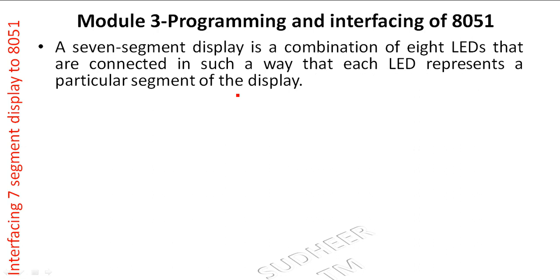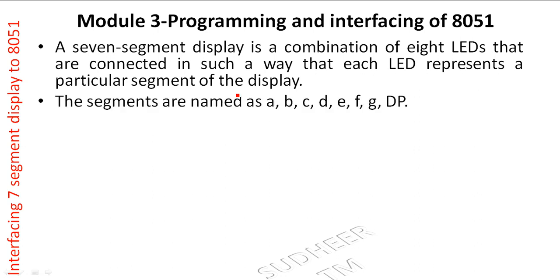As the name suggests, to show the numbers from 0 to 9 we have 7 segments, and to show the decimal point we have the 8th one. So internally there are 8 LEDs. The segments are named A, B, C, D, E, F, G, then DP. A to G are the 7 segments for the numbers from 0 to 9, and the decimal point is marked as DP.